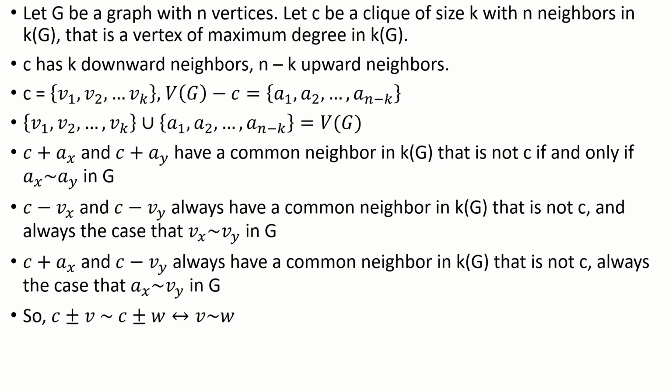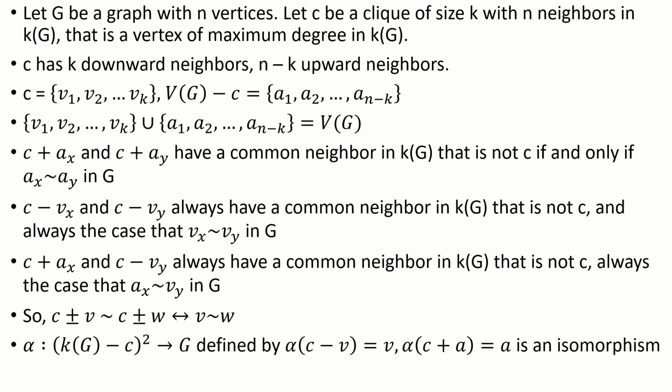What we have now is that the neighbors C plus or minus V and C plus or minus W have a common neighbor that's not C if and only if V and W are adjacent in G. And remember, having a common neighbor that's not C is equivalent to being adjacent in K of G minus C squared. So the mapping alpha shown here is an isomorphism. Together, this means that we don't need to find the zero-click vertex in order to recover the original graph. Any vertex of maximum degree works.